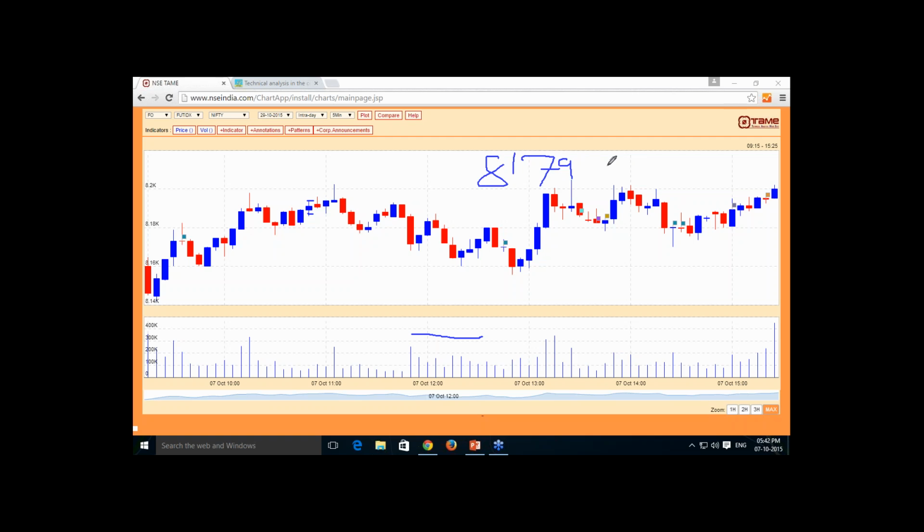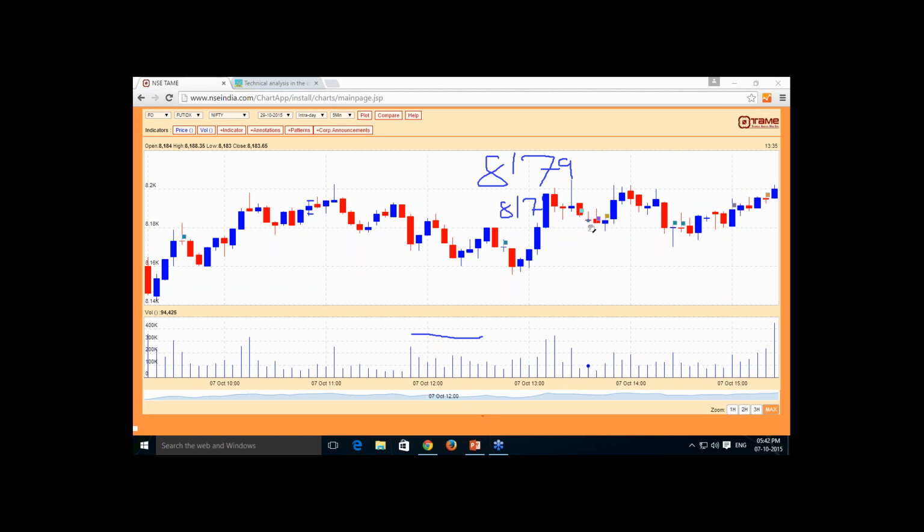Once this breakout has been given at 8179, you can get till 8171 as the first target. So this is the breakout it has given. Next candle's low we can come to know. Here the low is 86, and it has closed here. Till 8183 it has come, but never given a breakout. Here also it has never given a breakout.